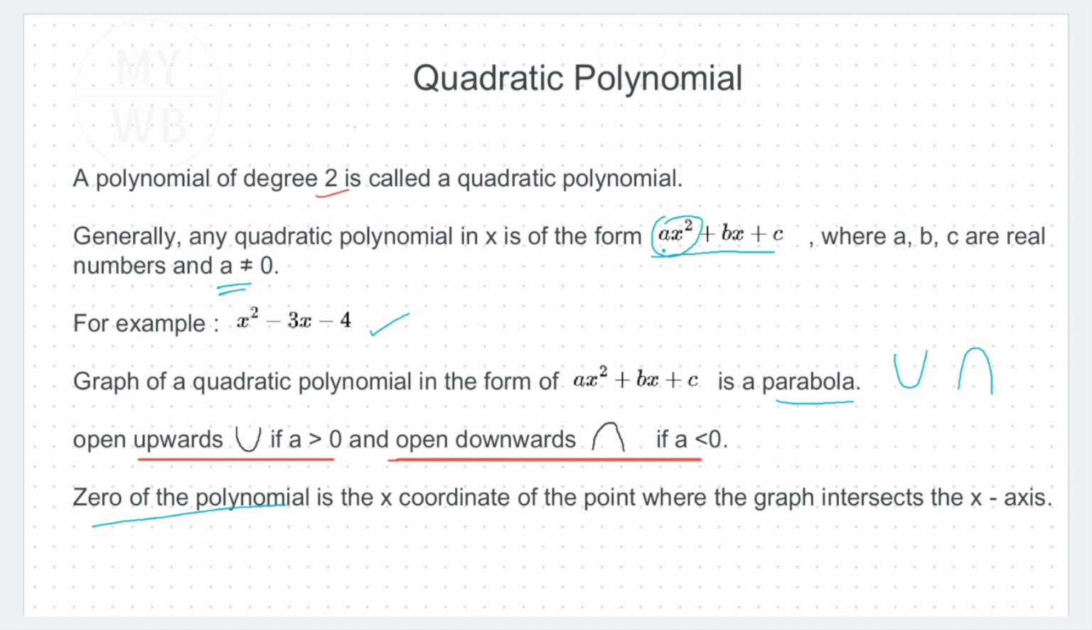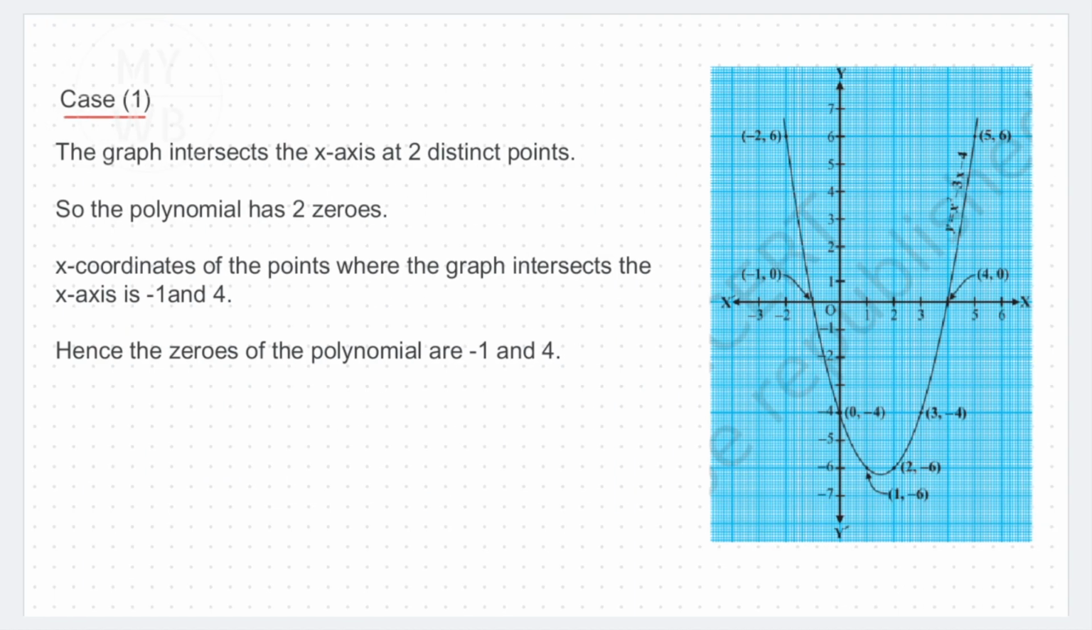So let's see different cases. Case 1. Here the parabola intersects the x-axis at two distinct points. This is one point of intersection and this is another point where it cuts the x-axis. So we can say that the polynomial p of x has two distinct zeros.